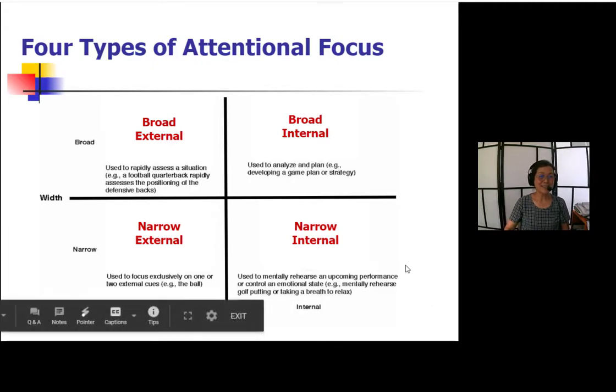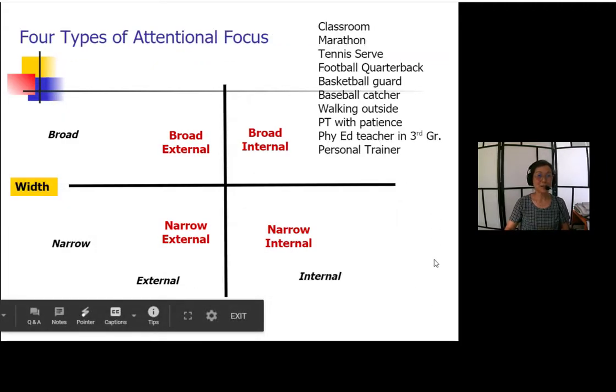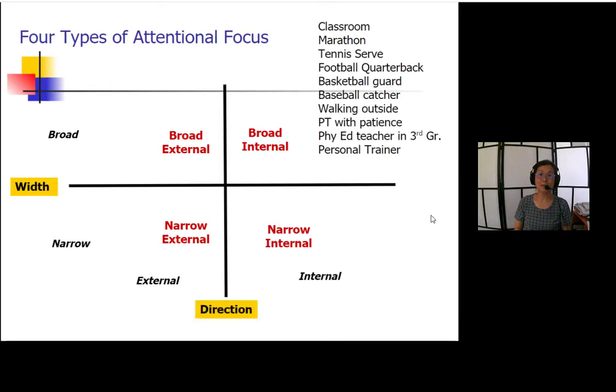Having that said, I want to show you some examples here. So these are performances: classroom performance, full marathon, running 26 miles for between 2 to 4 hours, tennis serve, a football quarterback, and physical education teacher, attentional style in 3rd graders, 2nd graders, and personal trainer. Think about what attentional style best suits this task. Full marathon, what did you say?